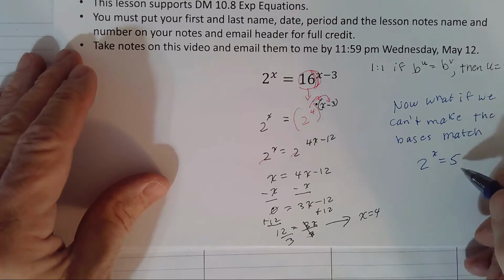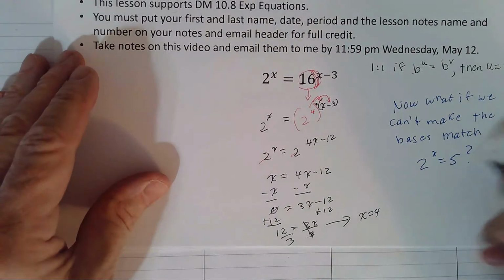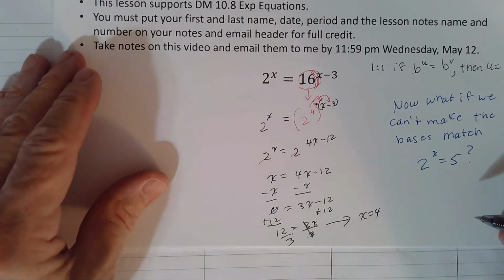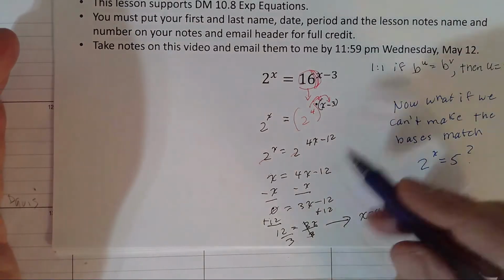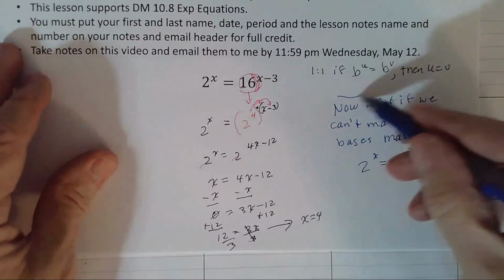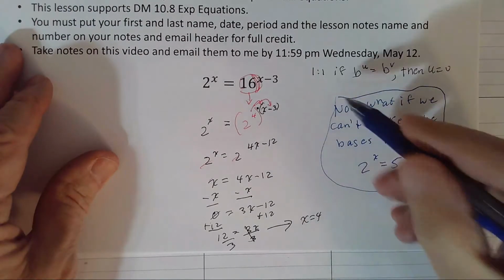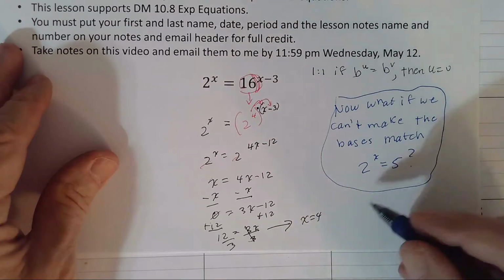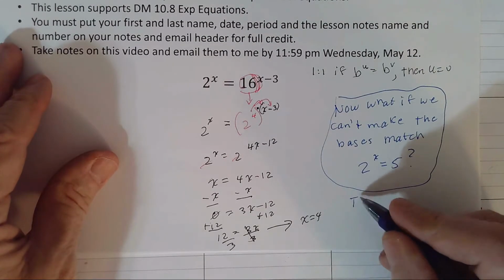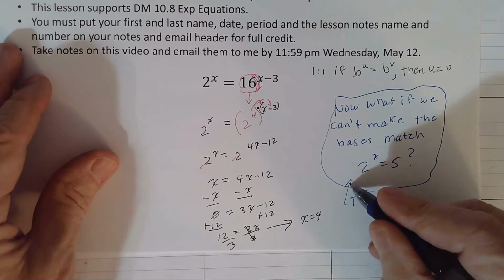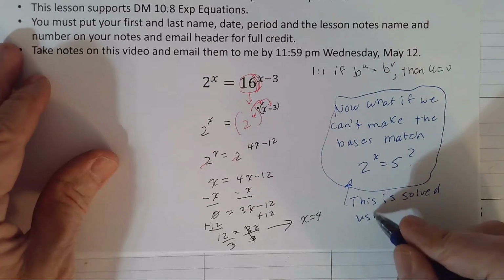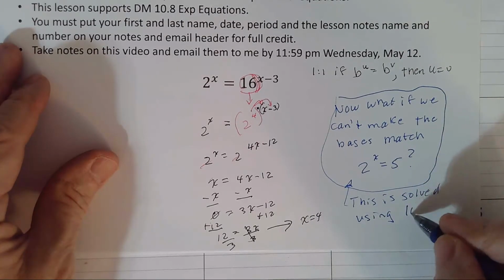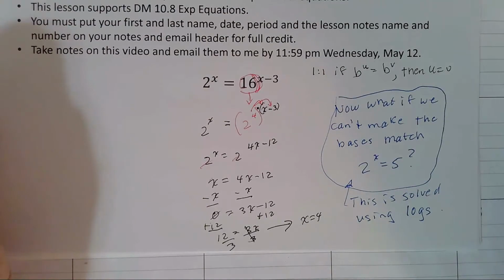Both 2 and 5 are prime numbers, those are going to be different bases. There's no way that you could solve them using this method that we used here. So this is the big question, and it's solved by logs. So this is solved using logs. Okay? All right. So let's start with our first one.